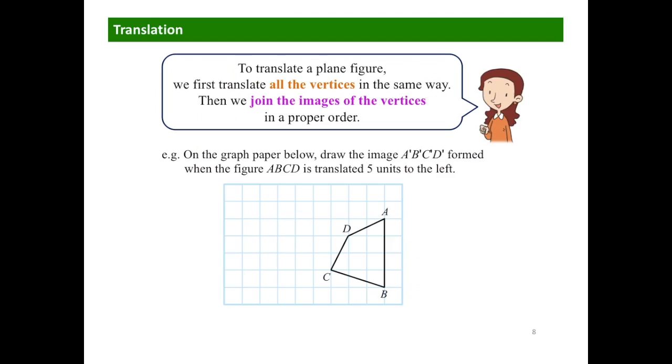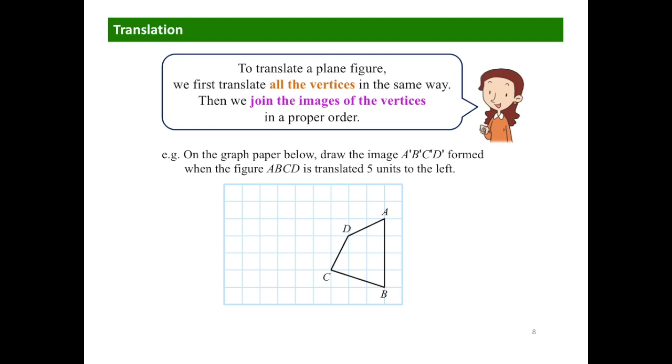That's it. Now we will see how to translate a plane figure. We first translate all the vertices in the same way. Then we join the images of the vertices in a proper order. Let's see this example. On the graph paper below, draw the image A1, B1, C1, D1 formed when the figure ABCD is translated 5 units to the left.